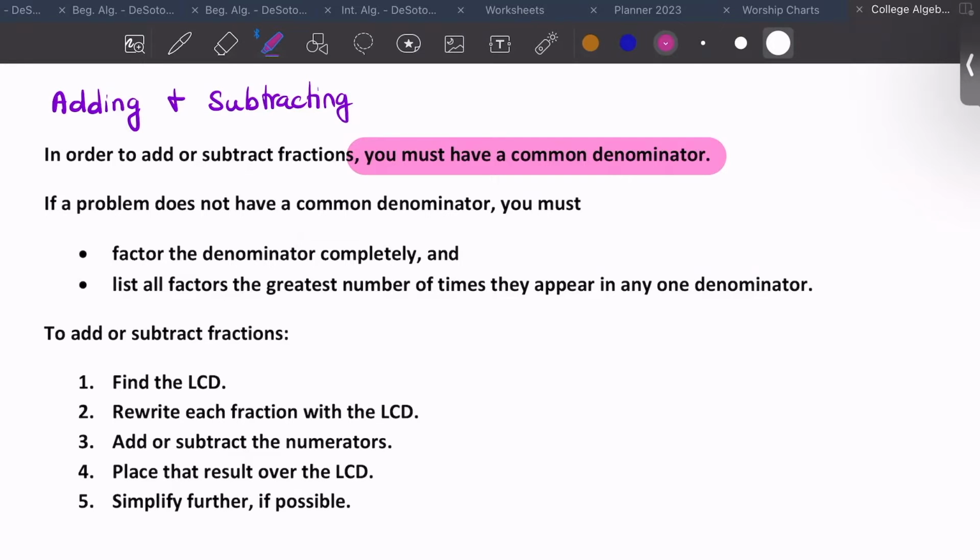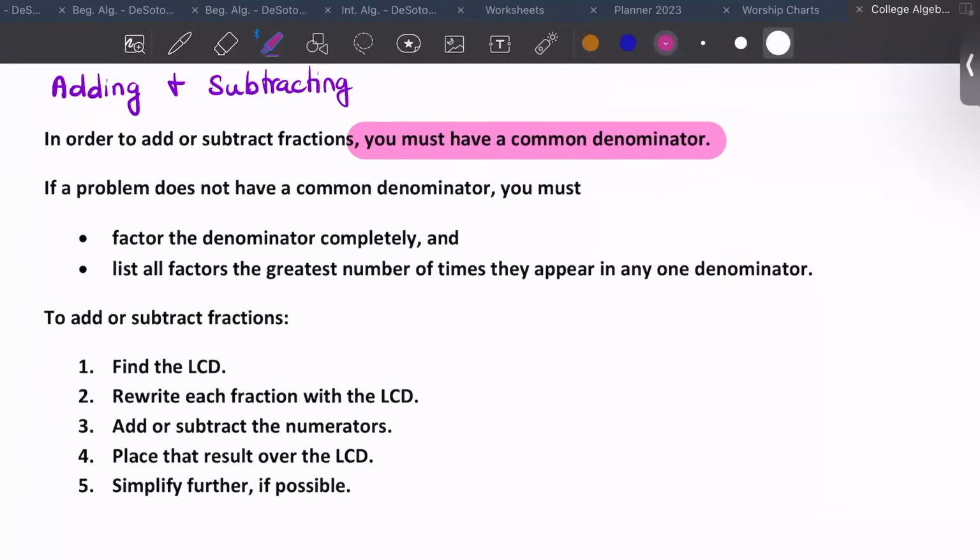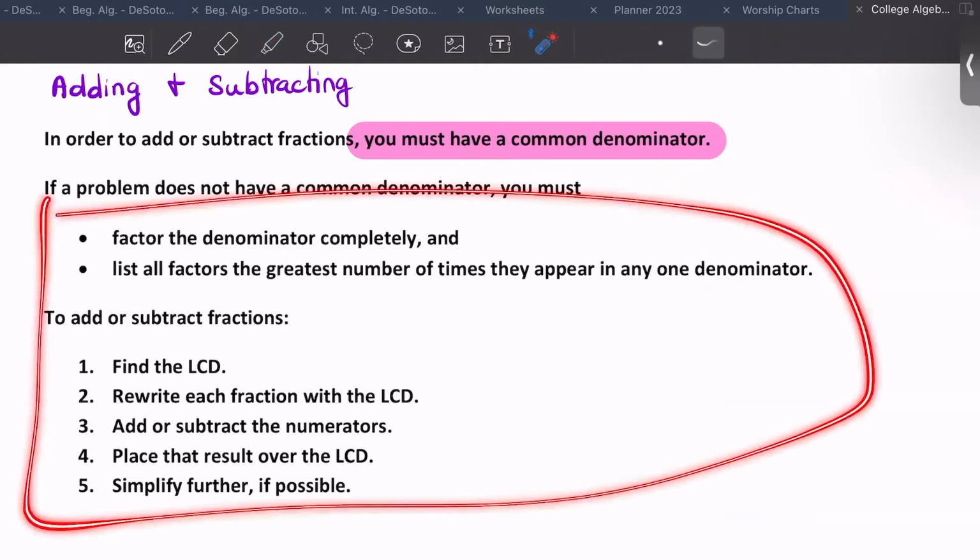denominator. Okay. Then to add and subtract, you find the least common denominator, rewrite each fraction with the least common denominator, add or subtract the numerators, place that result over the least common denominator, simplify further if possible. Okay, that's a lot of words. All right, so let's look at an example and let's make all of these words make sense with an example.